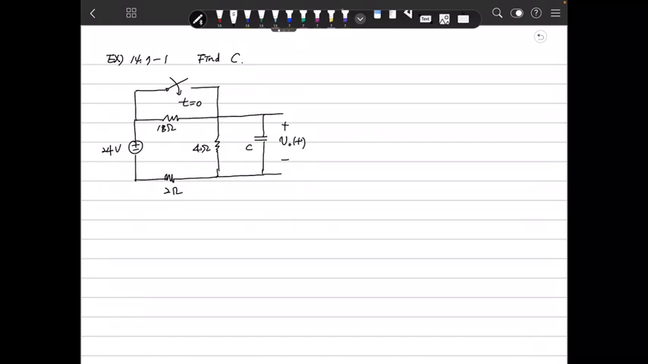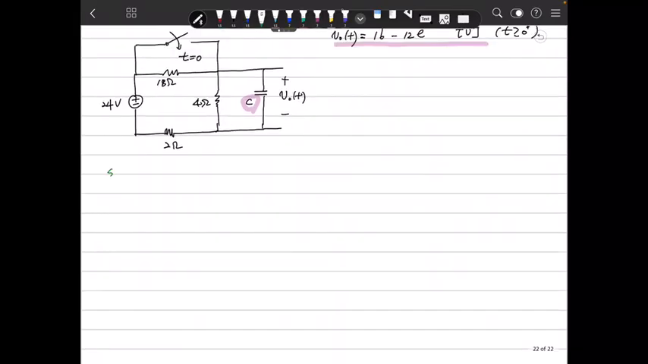Then actually VOT was 16 minus 12 exponential minus 0.6 volt, and t is less than 0. Then to satisfy this output voltage, we need to define the capacitor value of C. That is the problem. So we need to rewrite this circuit in the Laplace domain.